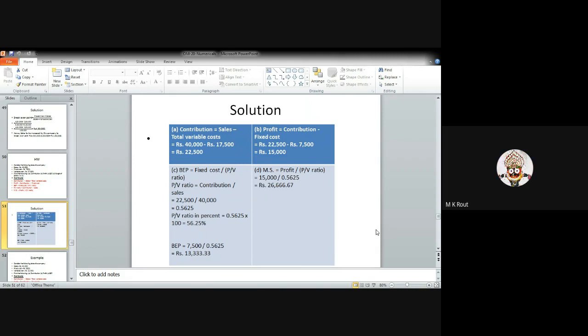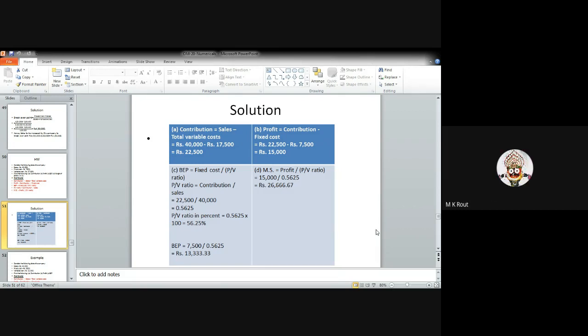The next one is calculating profit. The formula for profit equals contribution minus fixed cost. So here the contribution is rupees 22,500 minus your fixed cost, which is given as 7,500. That equals rupees 15,000. Is it clear? Yes, sir.